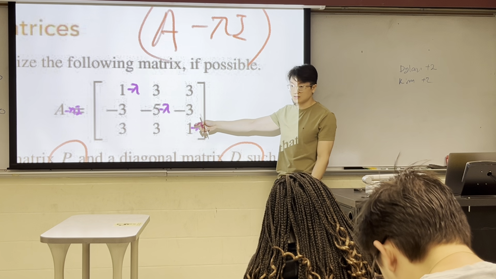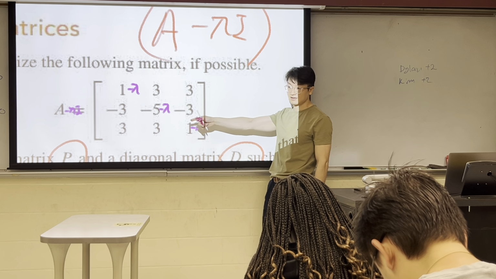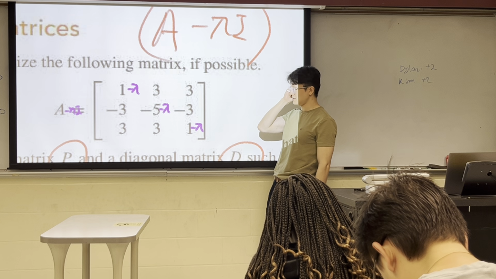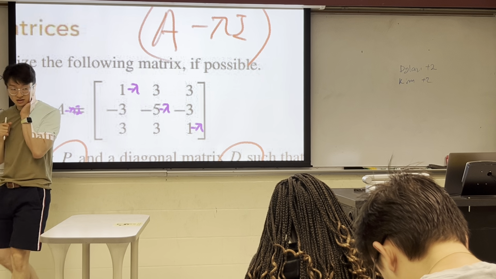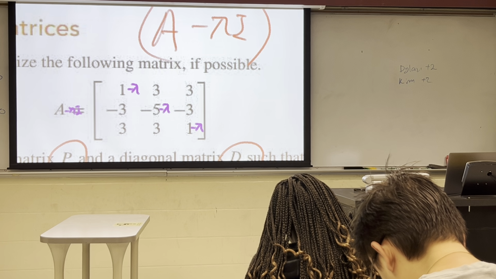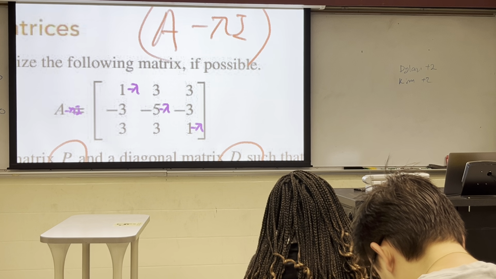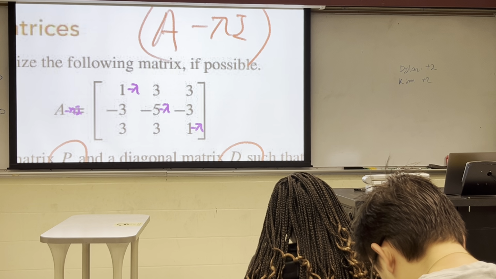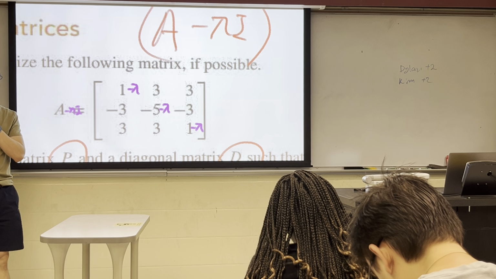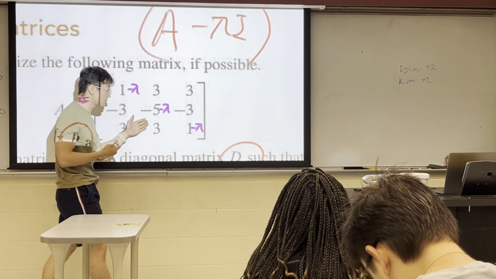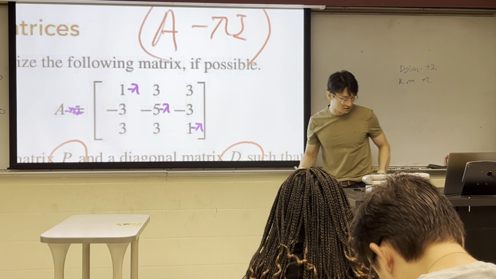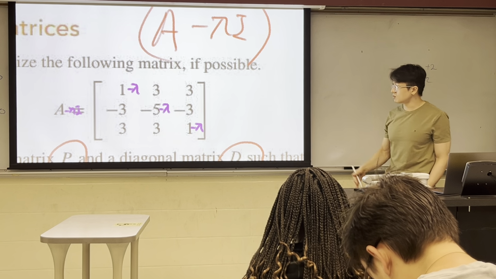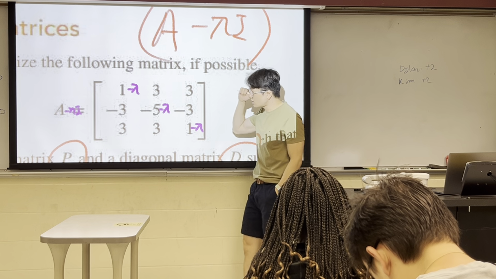I can rewrite this as A minus lambda I. What is the purpose of row reduce? Correct. We want to find the determinant of what matrix? Yes, so we want to find the determinant of this matrix. So we cannot row reduce before this. Good question. To find the eigenvalues, you want the determinant of this.